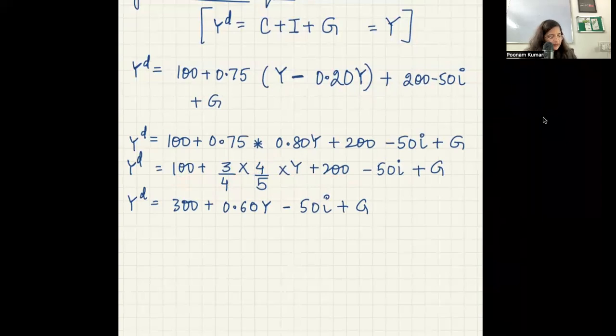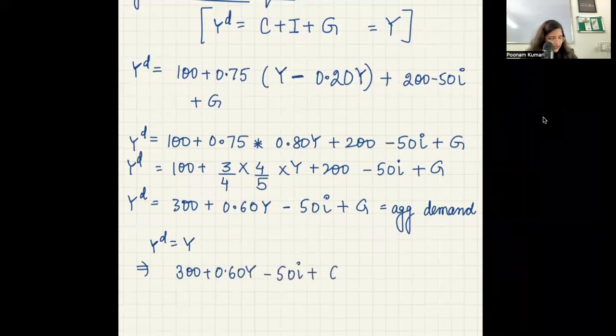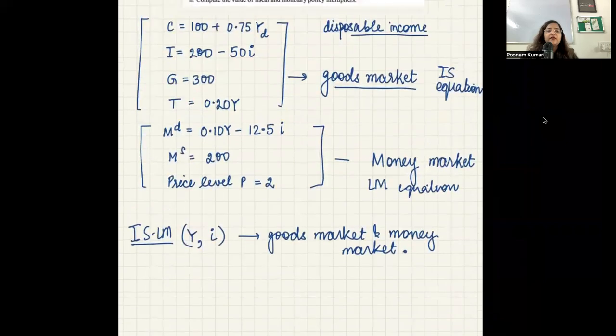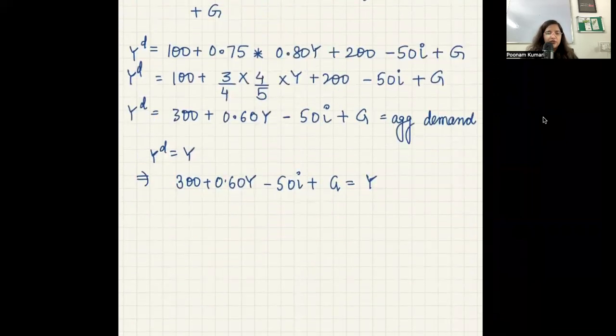So this demand should be equal to the aggregate supply, which is y. So Yd equals y. This implies 300 plus 0.60y minus 50i plus G equals y. The G value in this case is given as 300. So let's just do that.